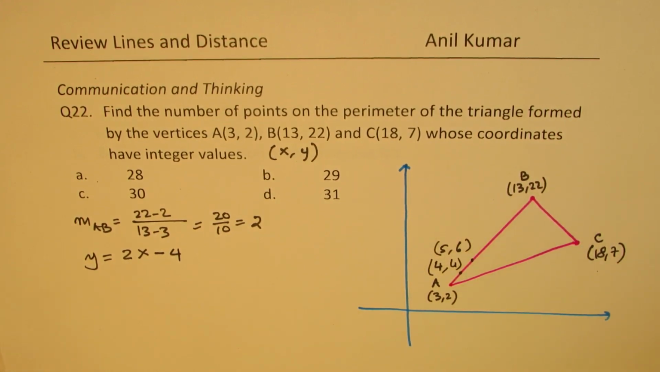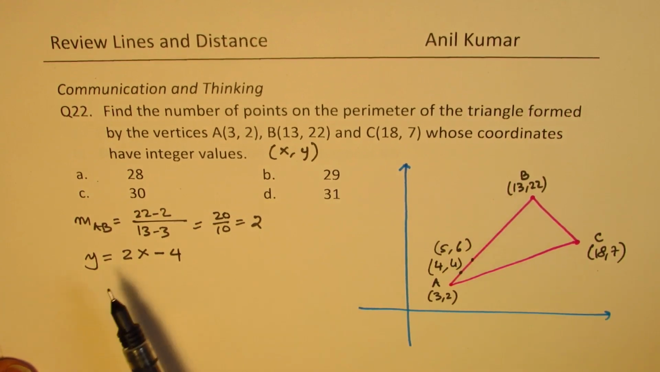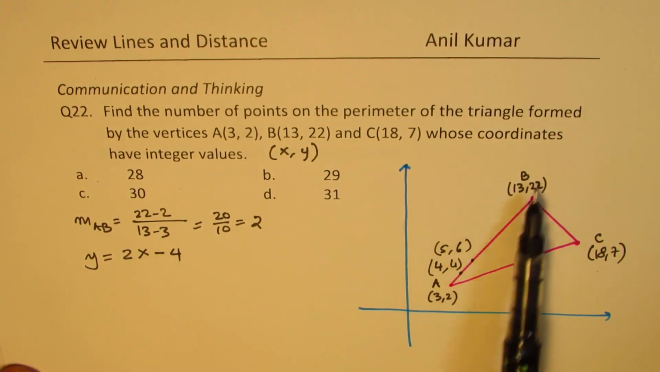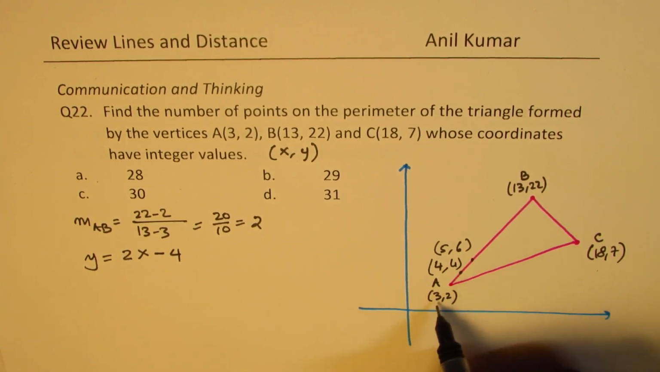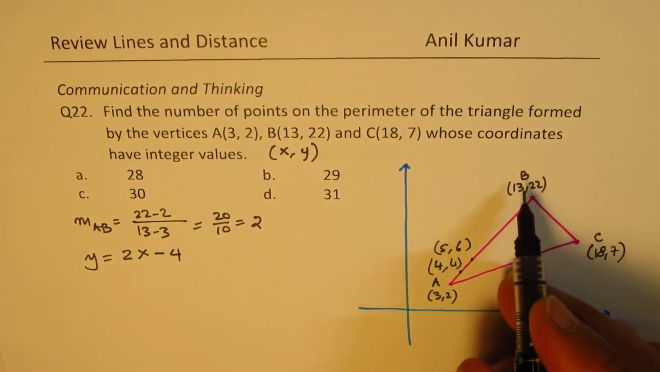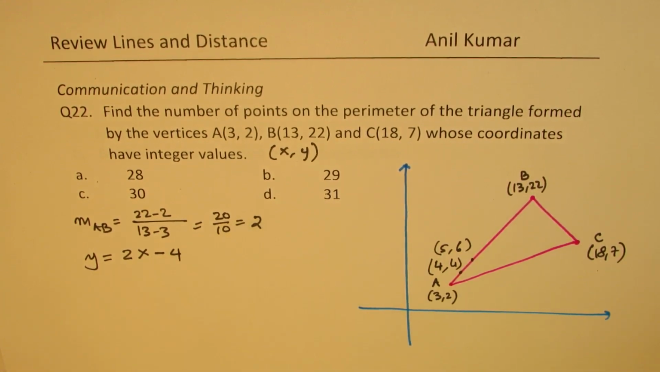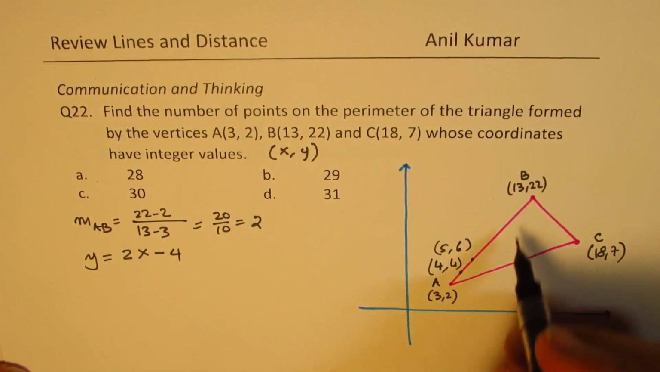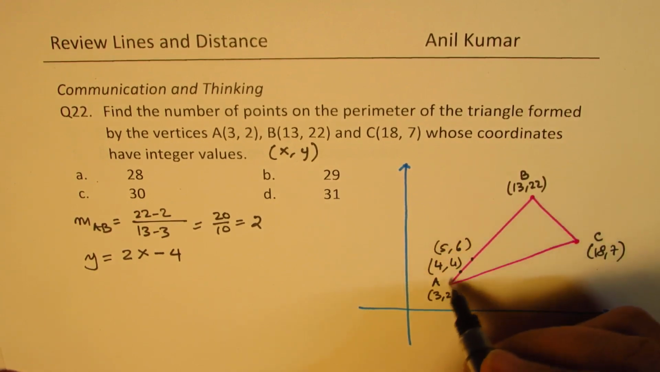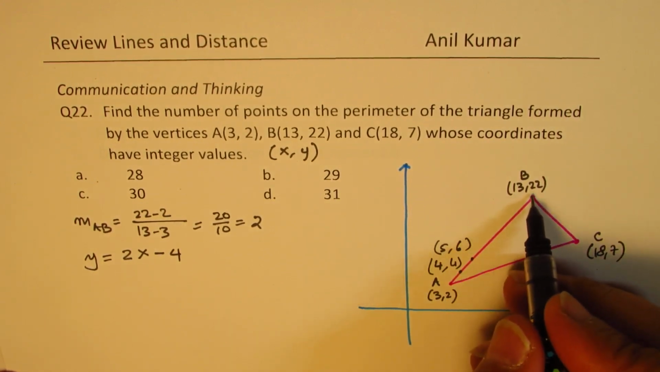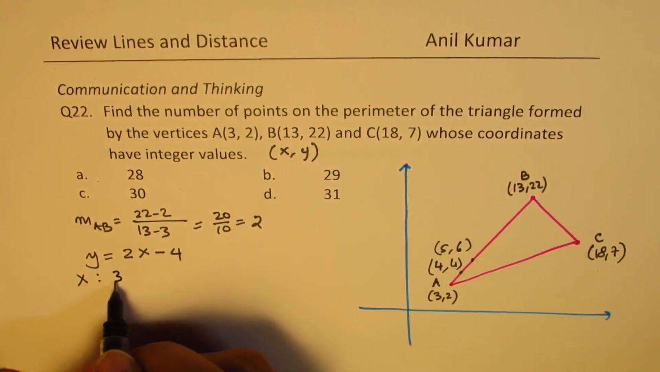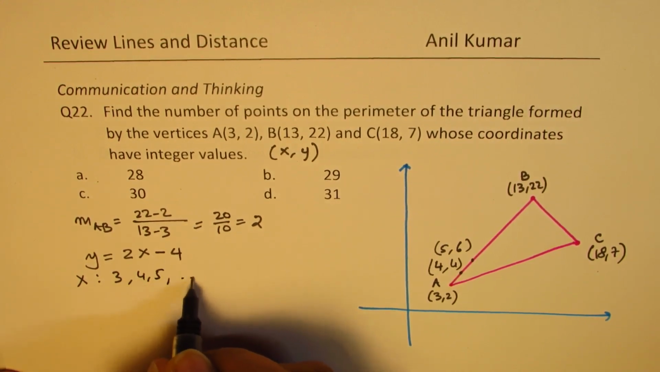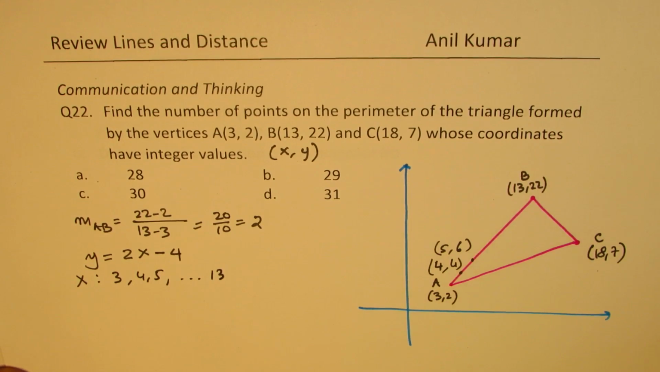Does it make sense? So you could check the value. If I do 13 times 2, we get 26. Minus 4 is 22, right? So it works, correct? Now, what you see here is that for every increase in x value, we get an integer value for y also, since the slope is a whole number. Perfect. So from 3 to 13, all the points with x values of 3, 4, 5 till 13, all these are integer points.